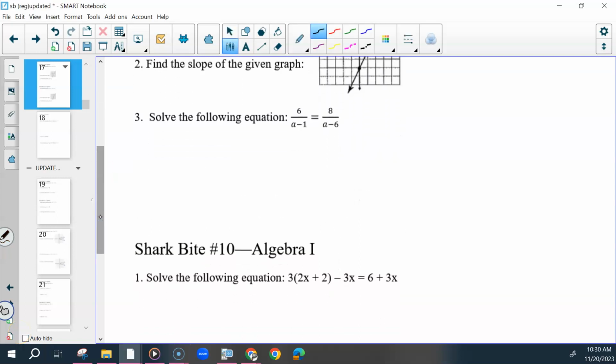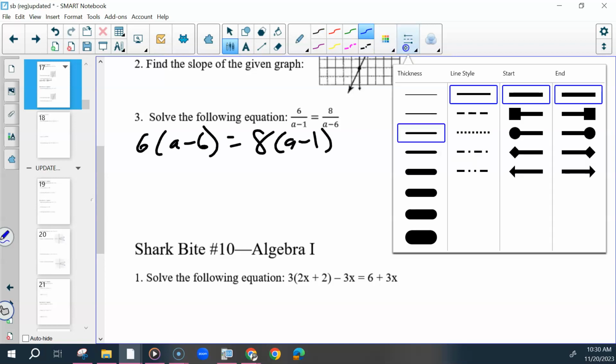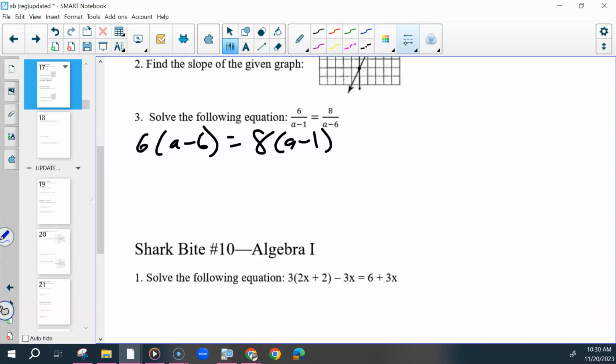A fraction that equals another fraction, what is our first step? So that would be 6 times (a minus 6) equals 8 times (a minus 1). Or vice versa, how you wrote it doesn't really matter. Distribute, so we have 6a minus 36 equals 8a minus 8.